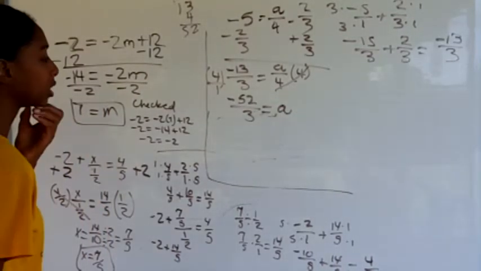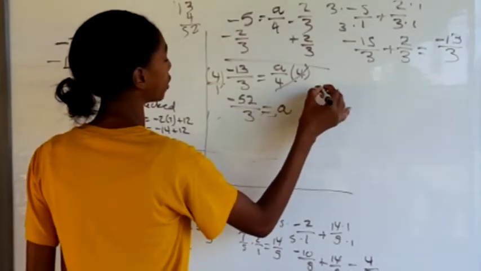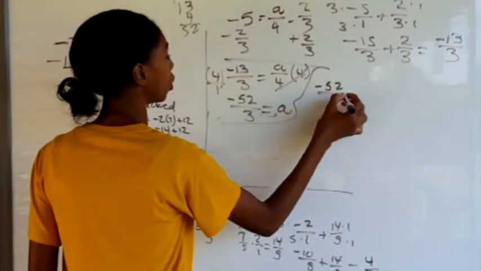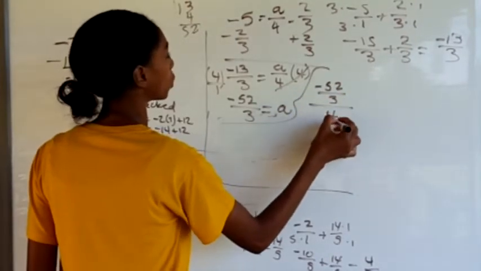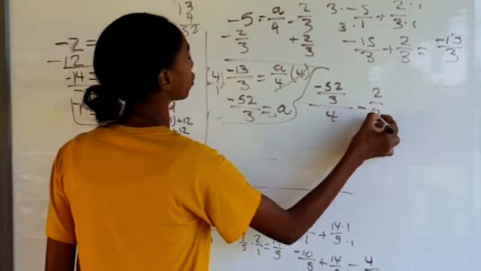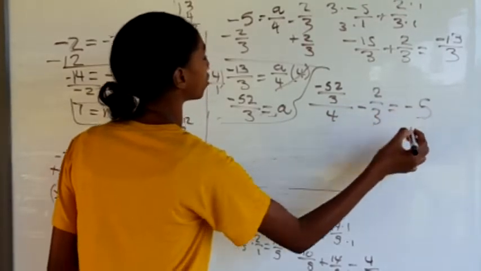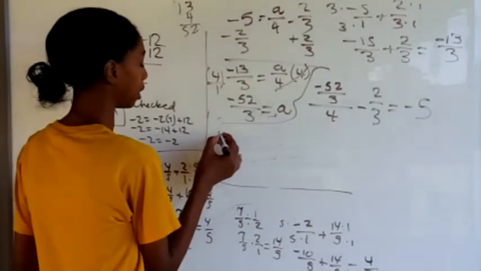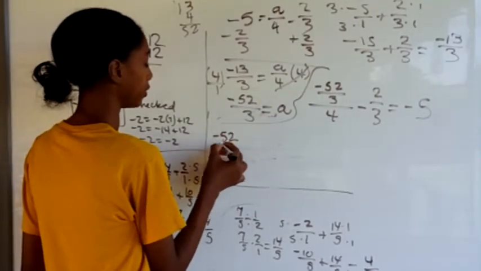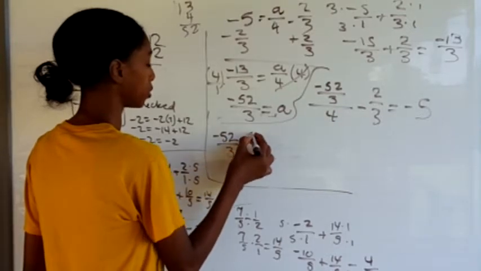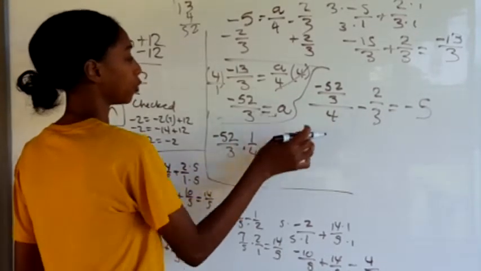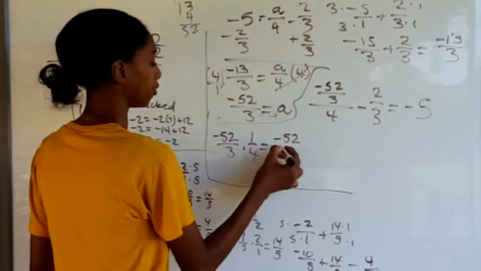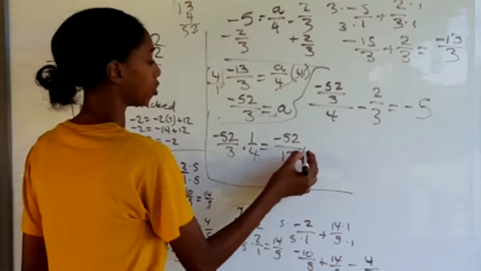Alright, so we're going to plug that in. So we're going to have negative 52 over 3 divided by 4 minus 2 over 3 equals negative 5. Alright, so negative 52 over 3 divided by 4. So that's going to be negative 52 over 3 times 1/4 because we took the reciprocal of 4. And so negative 52 times 1 is negative 52. 4 times 3 is 12.